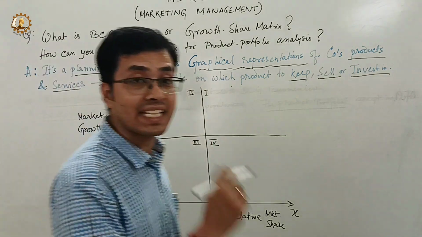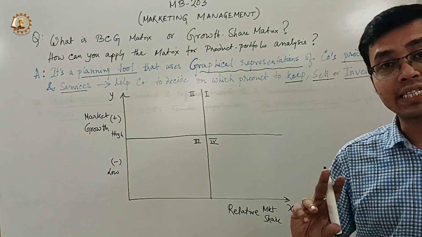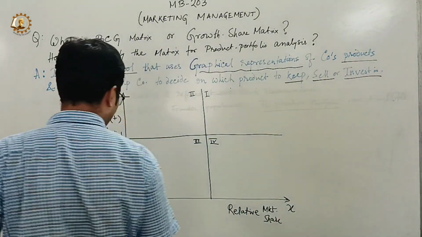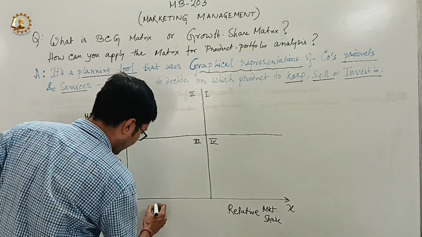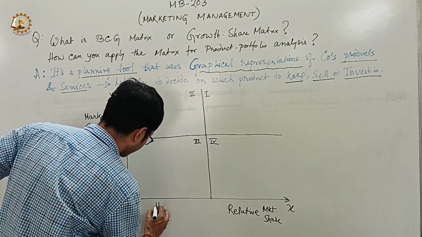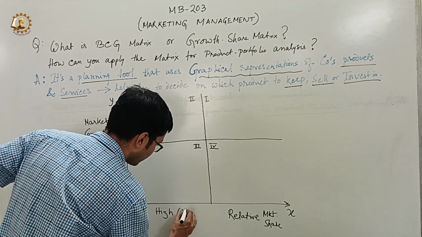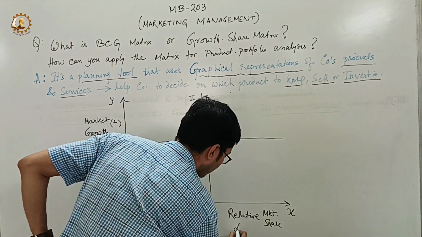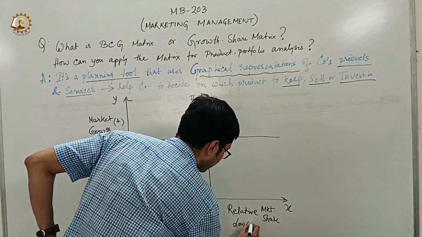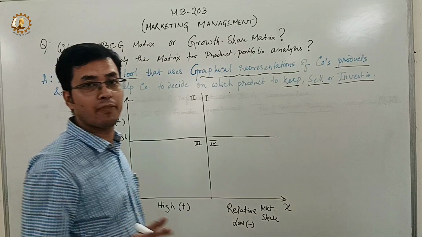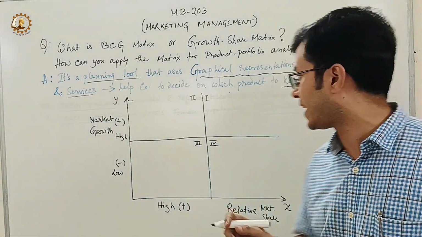But in the x-axis, it will be just the reverse. What you have to do is here, towards the origin, you have high. And here you have low. Now if you plot these values in the quadrants, what are we getting?